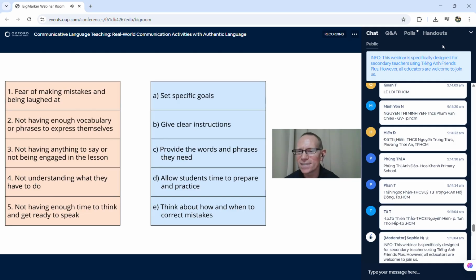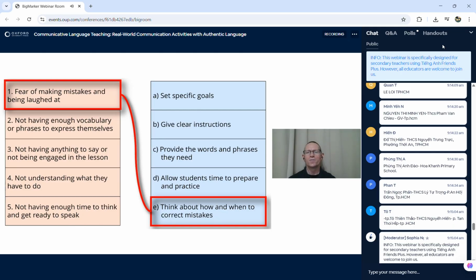Okay, here are some answers. So 1E, thank you very much, teacher. Fear of making mistakes and being laughed at. We should think about how and when to correct mistakes. Okay, great. So there are times when we would need to correct students, but sometimes, to make sure that they don't feel embarrassed and to build their confidence, sometimes it's okay to let some mistakes go. And we'll talk a bit later about what to do with the mistakes depending on the activity.